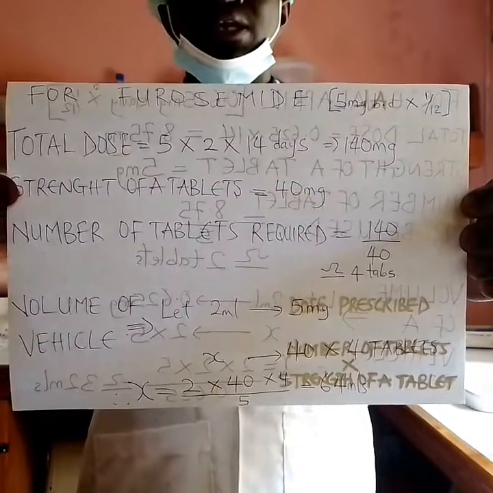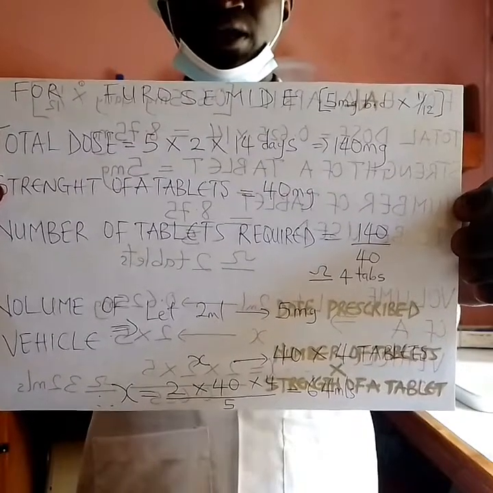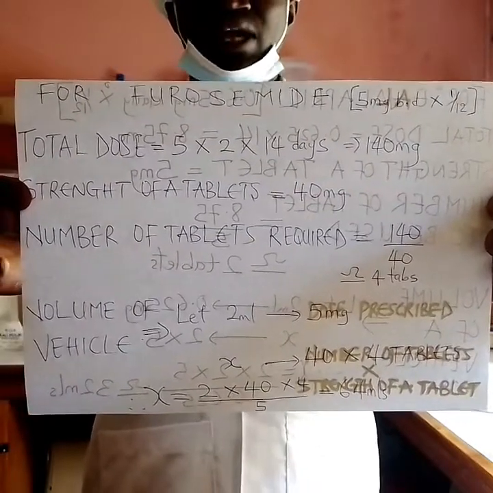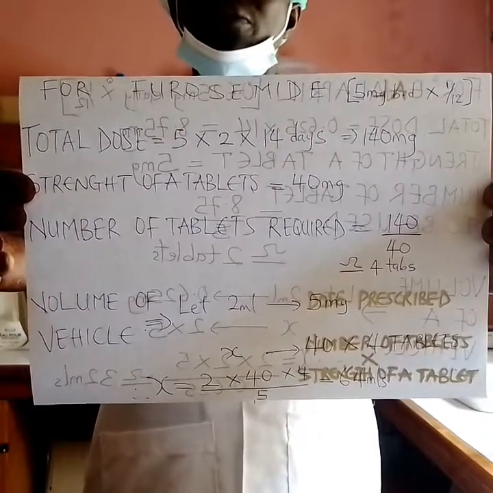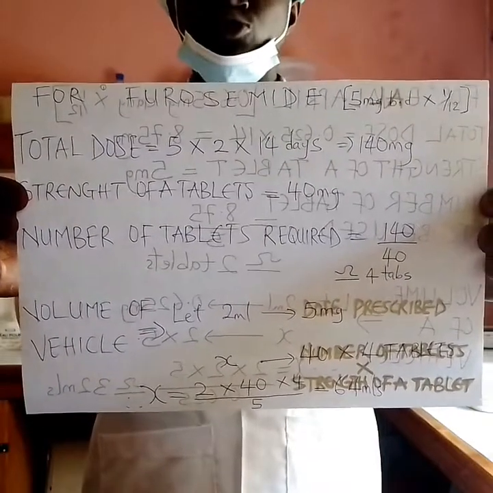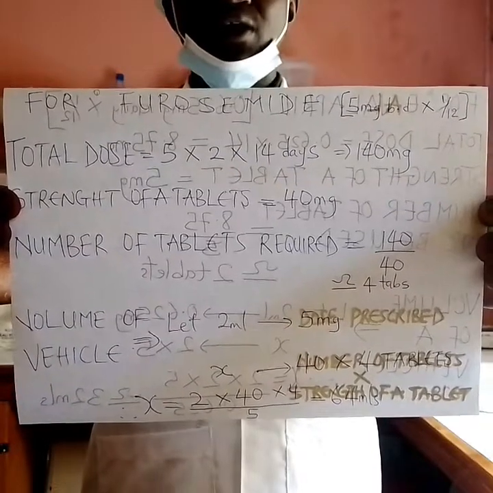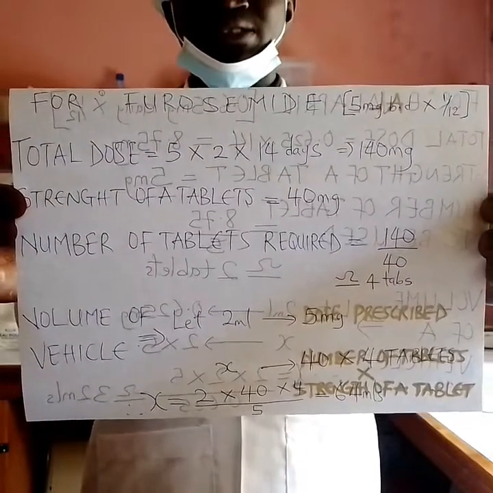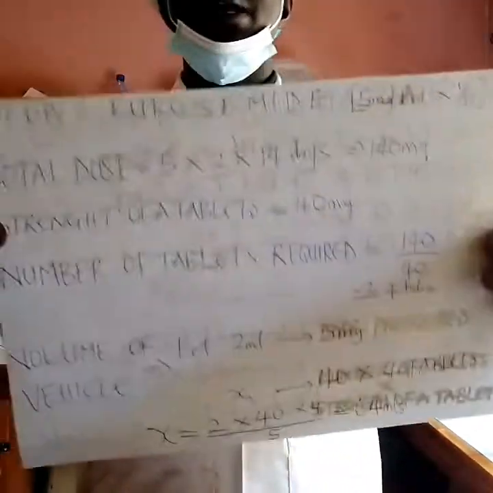The strength of the tablet we have is 40 milligram. As you can see in the picture, what you now do is calculate the number of tablets required for use in the compounding. You say the total dose over the strength of the tablet. That gave us approximately 4 tablets.